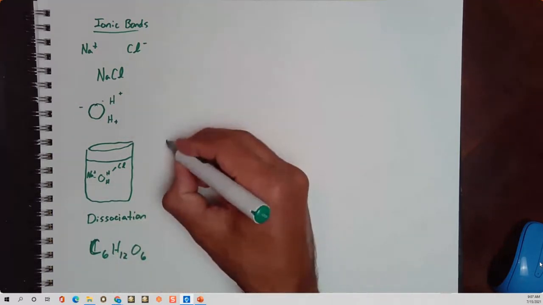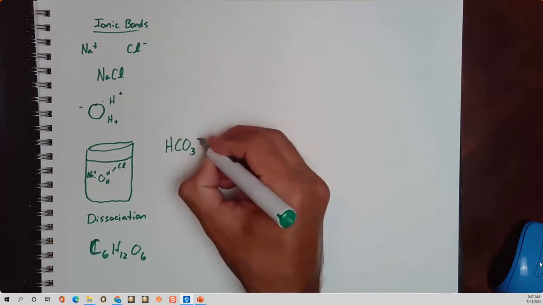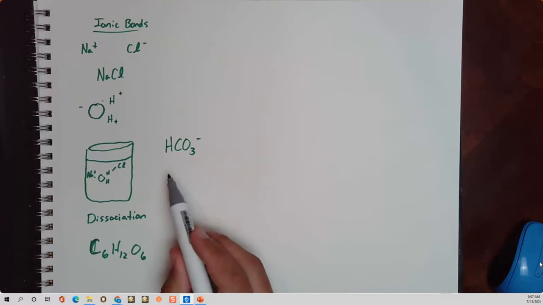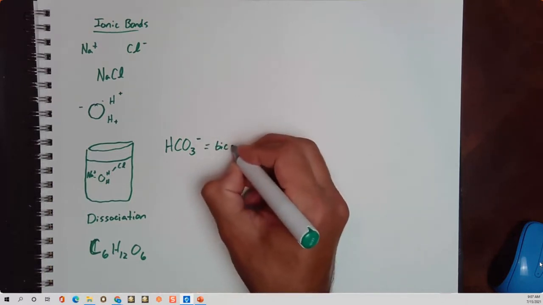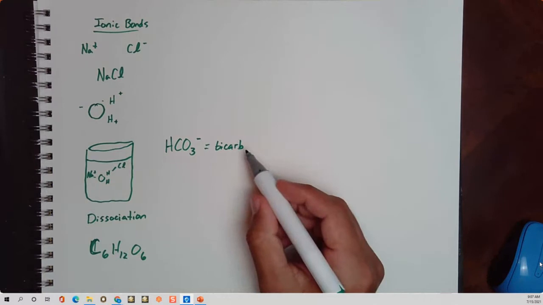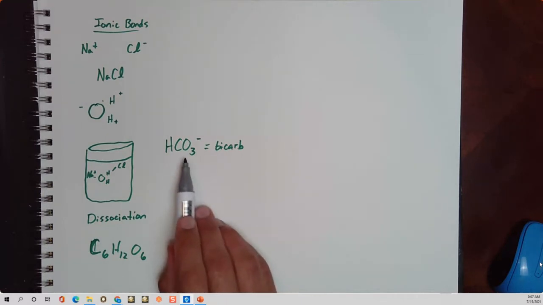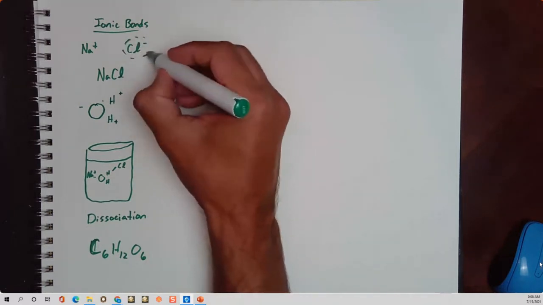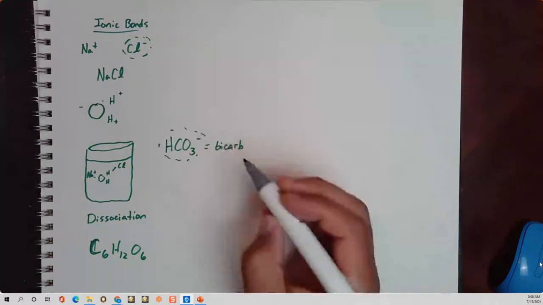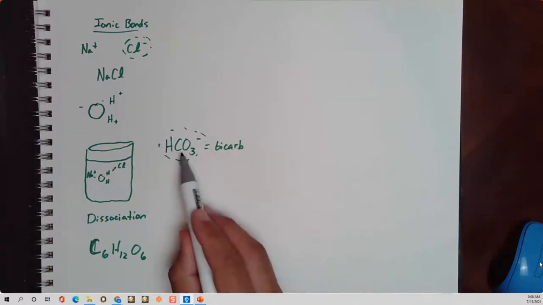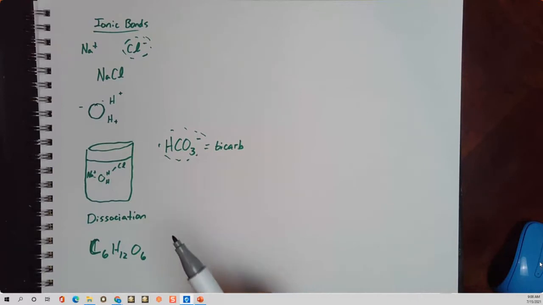So let's look at this one, HCO3 minus. We know this is bicarb. This is bicarbonate. Yes, no, maybe so? Bicarb is not ionic. It's an ion. And this is something that's tricky for students. This is an ion, just like chloride is an ion. This is a whole entire ion right here. So that means that the hydrogen, the carbon, and these three oxygens are all bound together by covalent bonds.